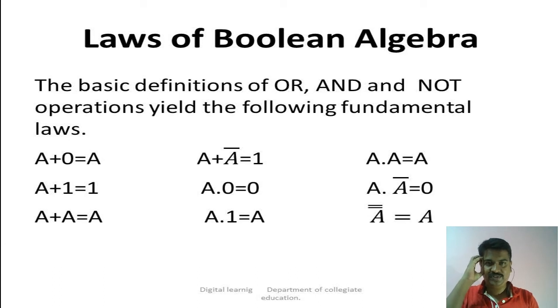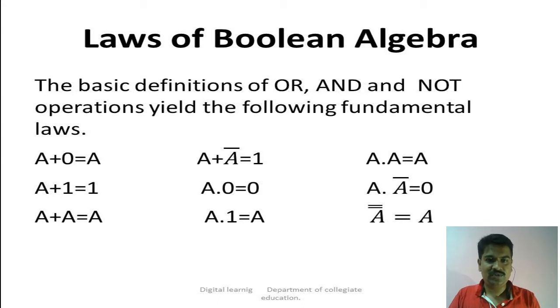So move on to the fourth law of Boolean algebra: a plus a bar is equal to 1. Suppose you assume that a is 0. Then a bar is 1, and 0 plus 1 will be 1. Suppose we assume a as 1. Then 1 plus 0 will be 1. So a plus a bar is equal to 1.